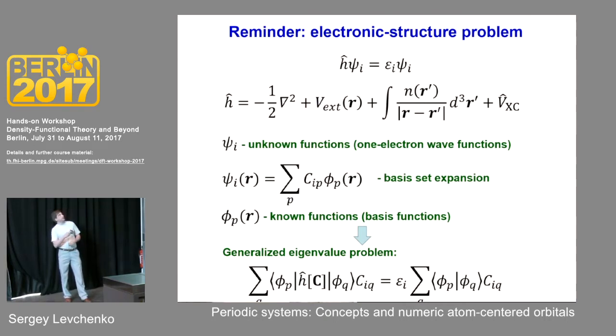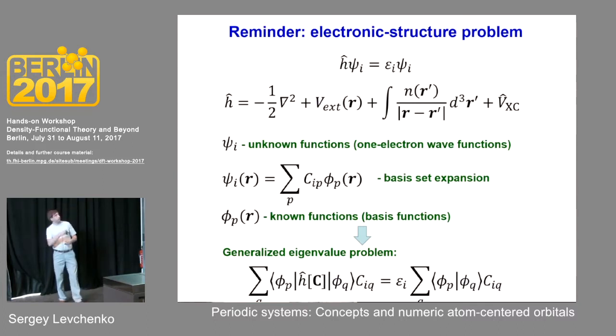So this is the Hamiltonian: the kinetic energy of electron, the external potential that includes the potential from the nuclei and maybe some external fields, the electron repulsion in this Hartree potential, and the exchange correlation potential. So these functions, psi I, are unknown functions. They are one electron wave functions.